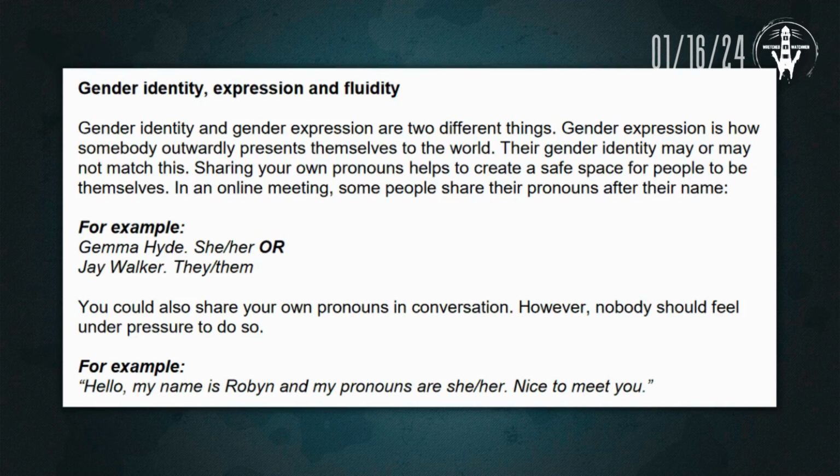Come on now. Sharing your own pronouns helps to create a safe space for people to be themselves. In an online meeting, some people share their pronouns after their names. For example, Gemma Hyde, she, her, or Jay Walker, they, them. Yeah, they just keep on going with it.